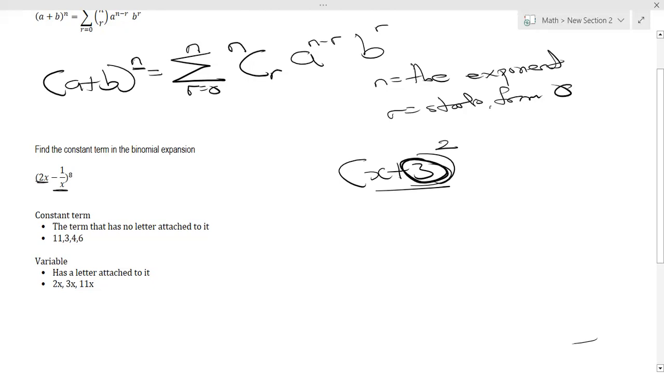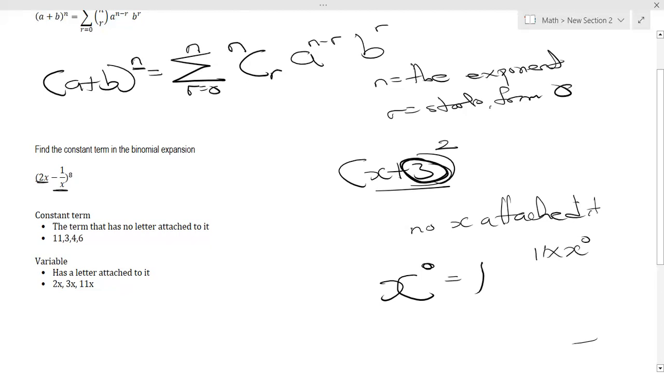For us to get the constant term, it means that there's no x attached to it, right? So at some point we're going to have x raised to power 0, which is equal to 1, because x raised to power 0 is 1. For example, 11 times x raised to power 0 is 11, since x raised to power 0 is 1. So we have to find a situation where we get x raised to power 0. How do we do this?